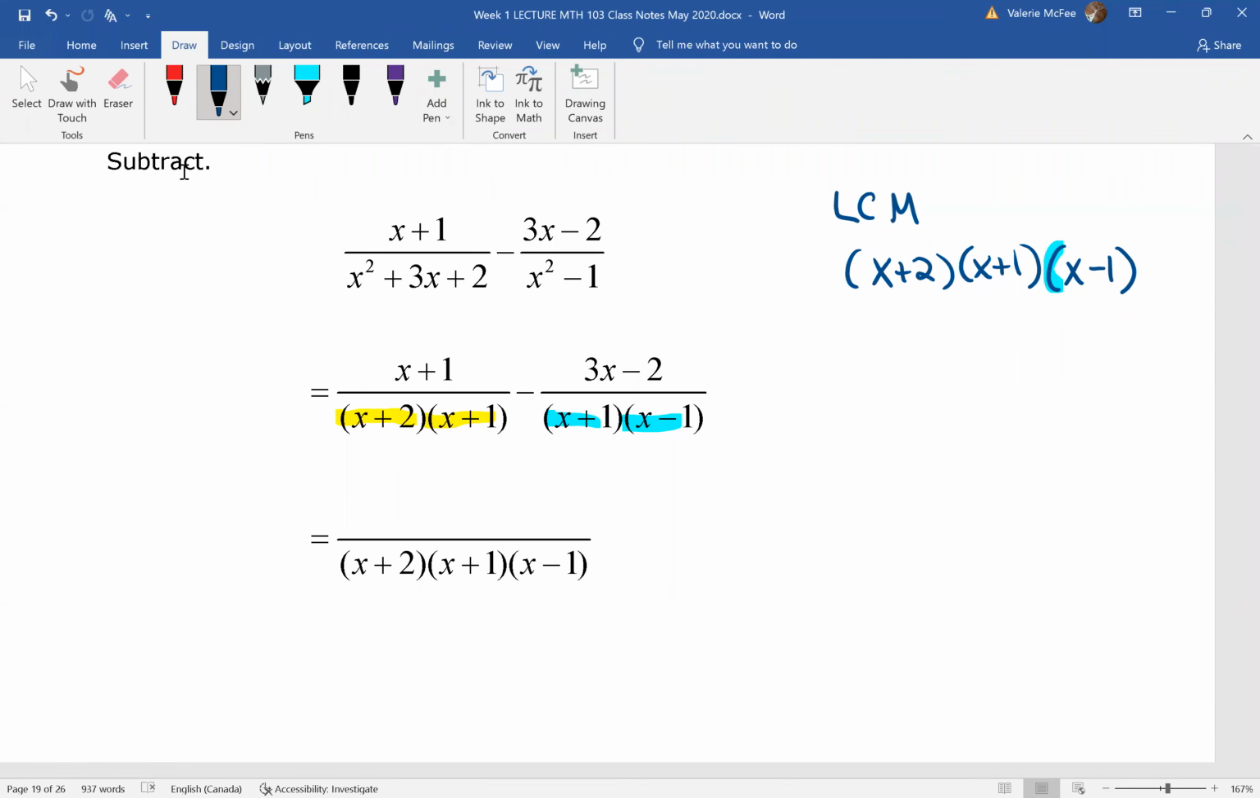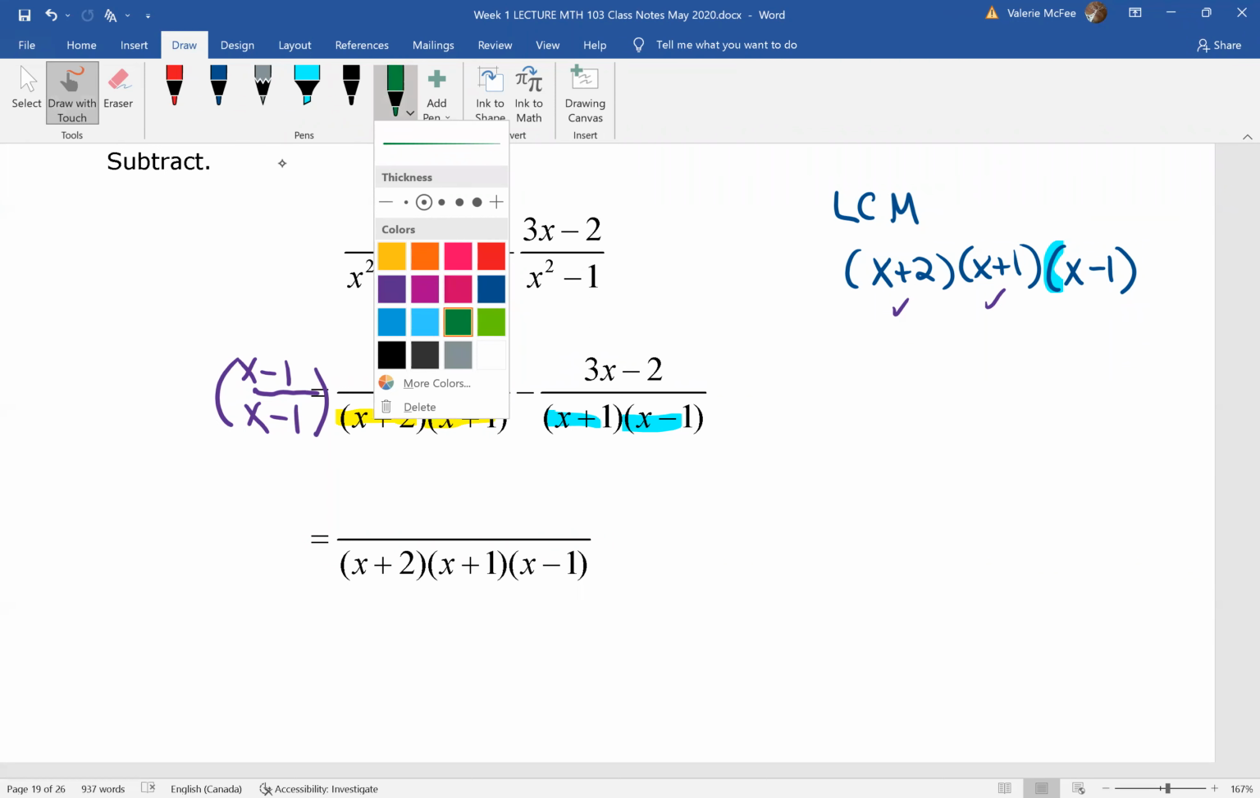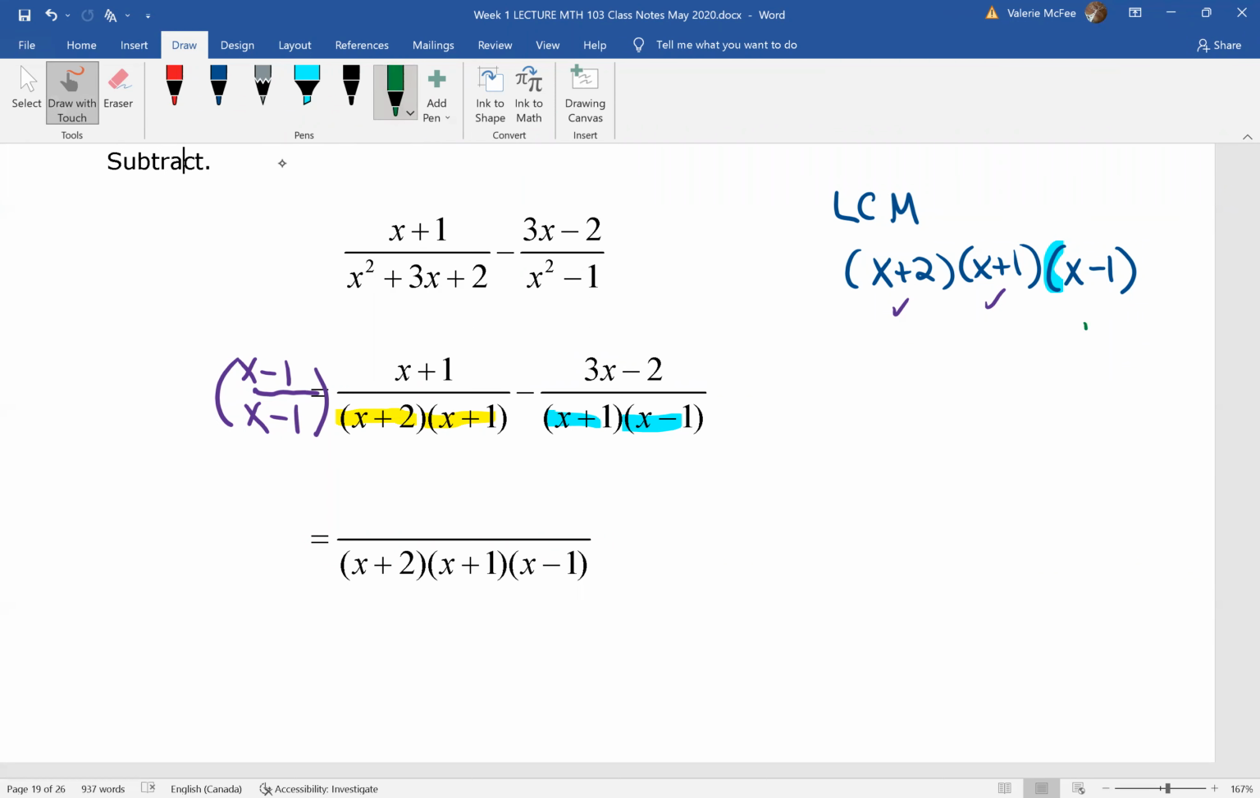Now remember, we need to create our equivalent expressions. X plus 1 can't be written here until we find that common denominator. We see that we have x plus 2 and x plus 1, but we're missing the factor of x minus 1. The numerator and the denominator have to be multiplied by that missing factor. If we look at our second expression, we see that it has x plus 1 and x minus 1, but it's missing x plus 2.